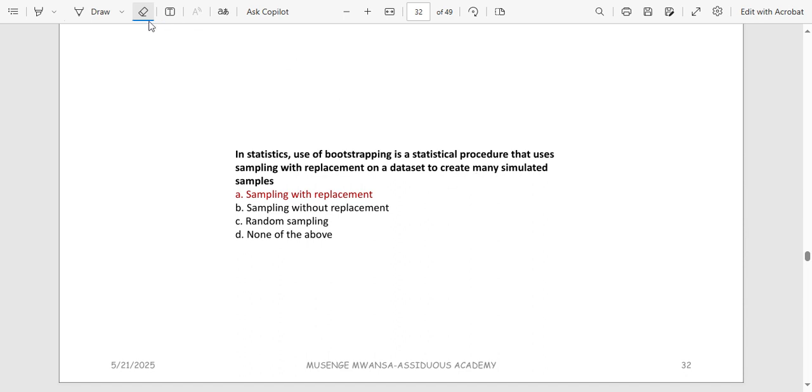So this one is just a statement again. Statistical procedure that uses sampling with replacement on a dataset to create many simulated samples. Okay. So you get a sample, and then they've already defined the terms here. Sample with replacement. I think they were supposed to put a dash there, and then I forgot to put a dash. So that is sampling with replacement.